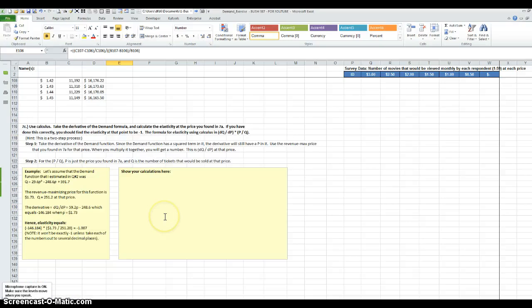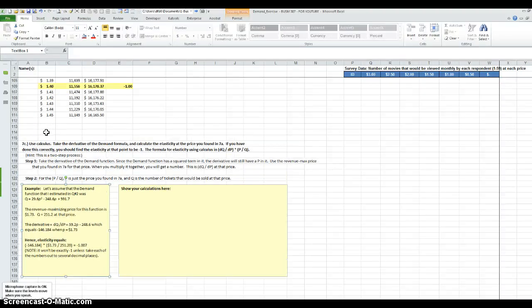So if this were my demand function, I've chosen a different one here, just to walk you through the math. We should find that elasticity using calculus should be -1 at the revenue maximizing price if we've done this correctly. Remember that the formula for elasticity is dQ/dP, the derivative with respect to p, times price over quantity. So the demand function that I estimated was this one right here, 29.6p squared, and so on.